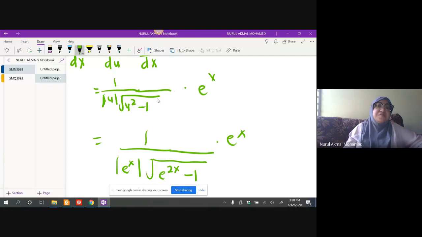Absolute value of e to the power of x is actually equal to e^x. Is it so? Wait, no, it is not. So it stays like this, okay?